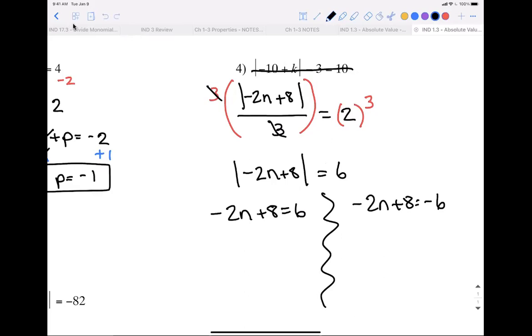All right, so now we're working it twice. So when we work the first problem, we're going to subtract 8 from both sides. And when we do that, we get -2n equals 6 minus 8 is -2.